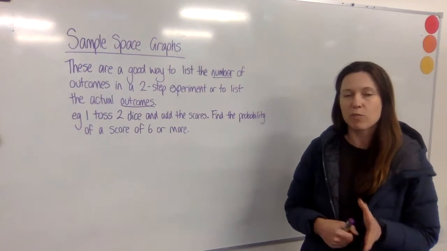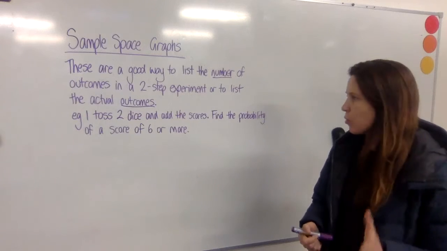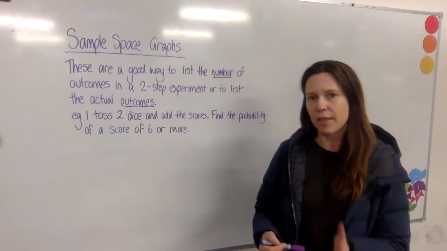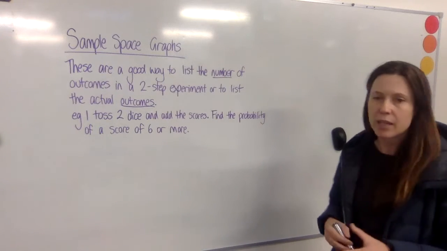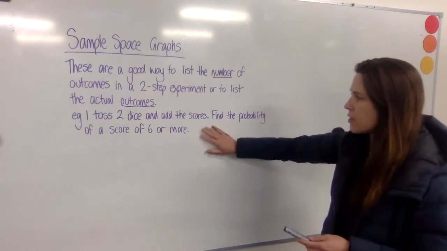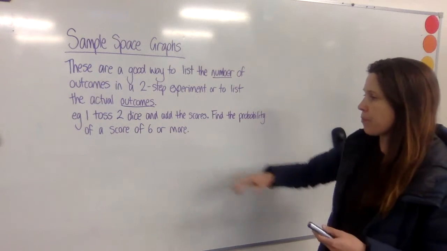Sample space graphs are a really good way to list the number of outcomes in a two-step experiment, but more importantly, you can actually list the actual outcomes themselves, and that's where I think these really come into their own, especially if there's something that you need to do to work out those outcomes. So this is a good example of how you can use a sample space graph.